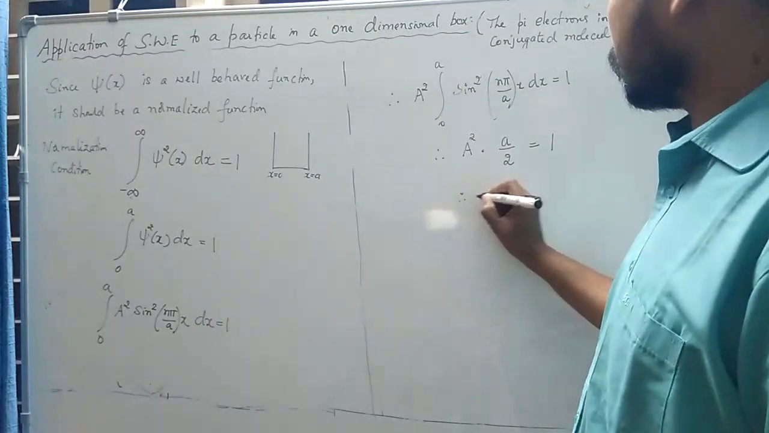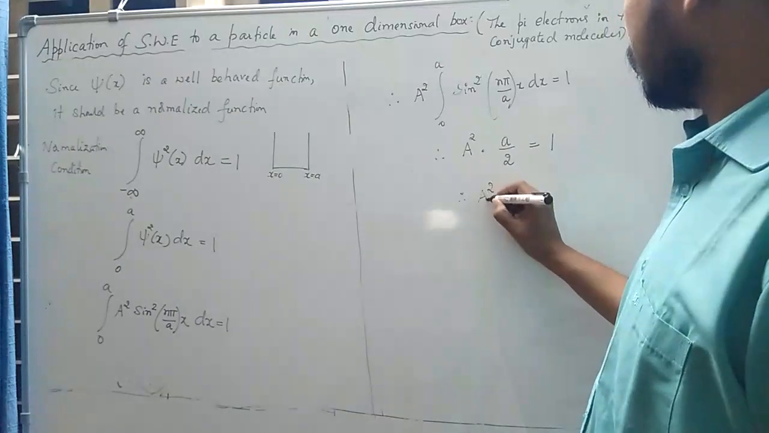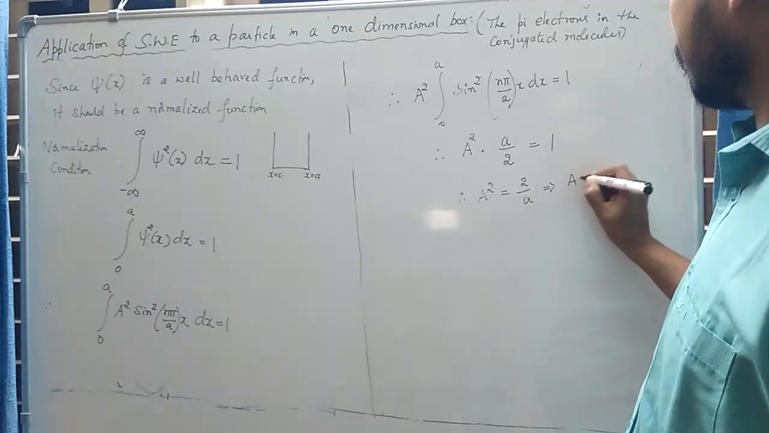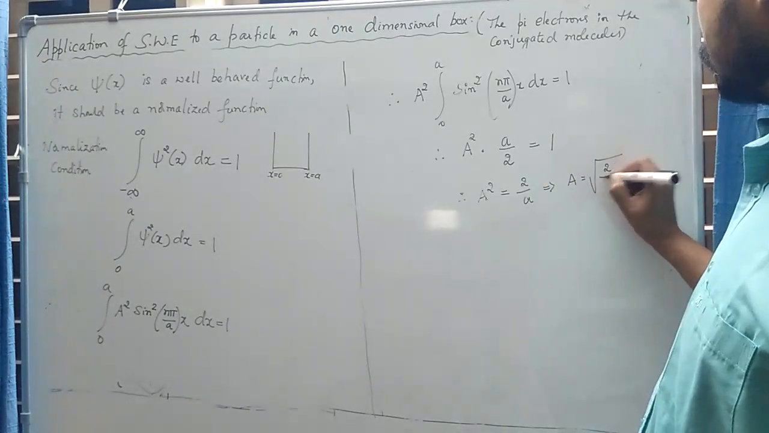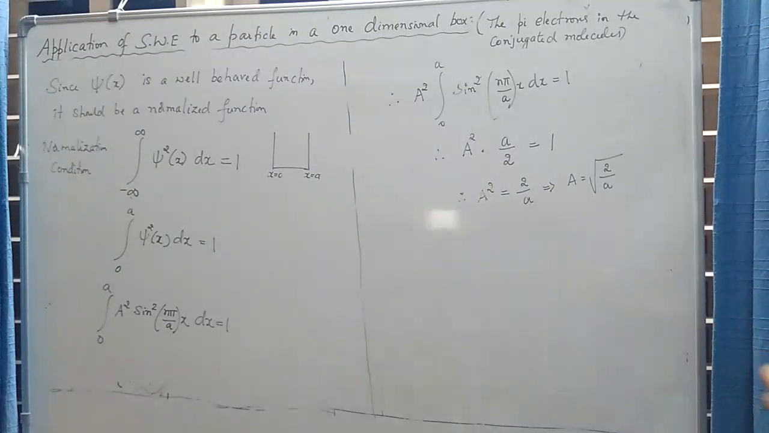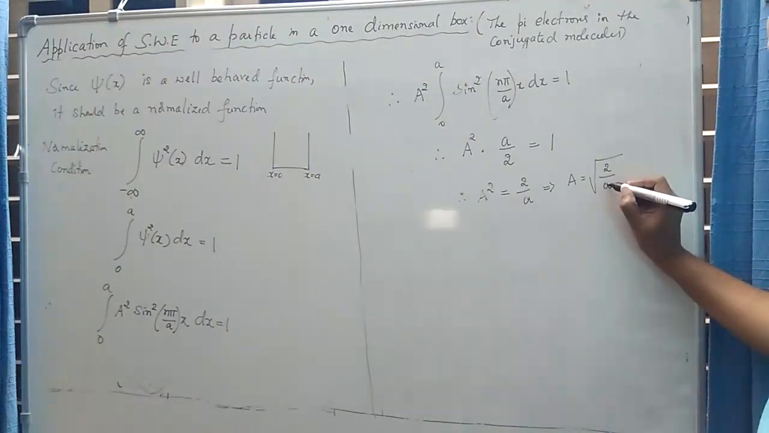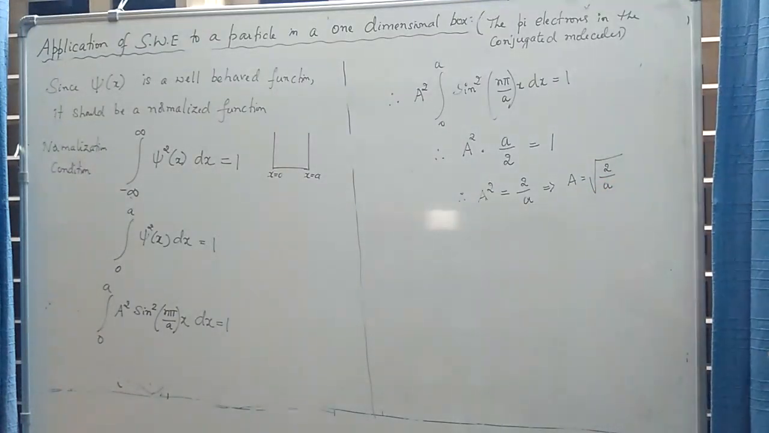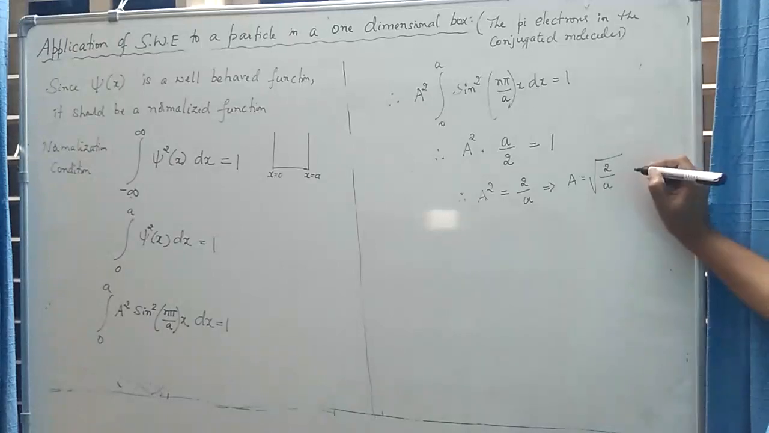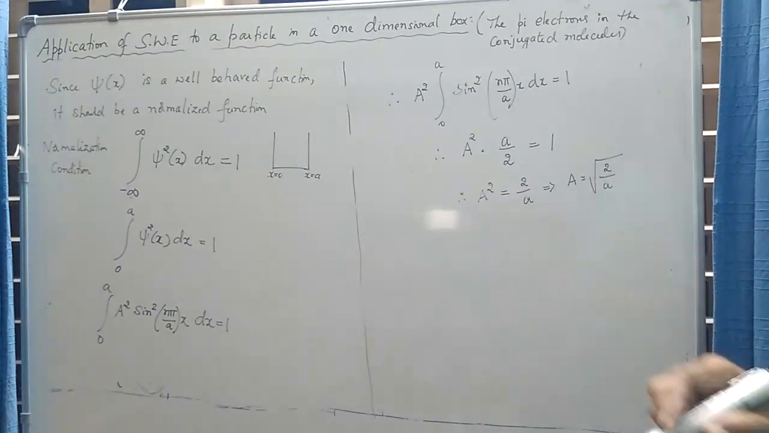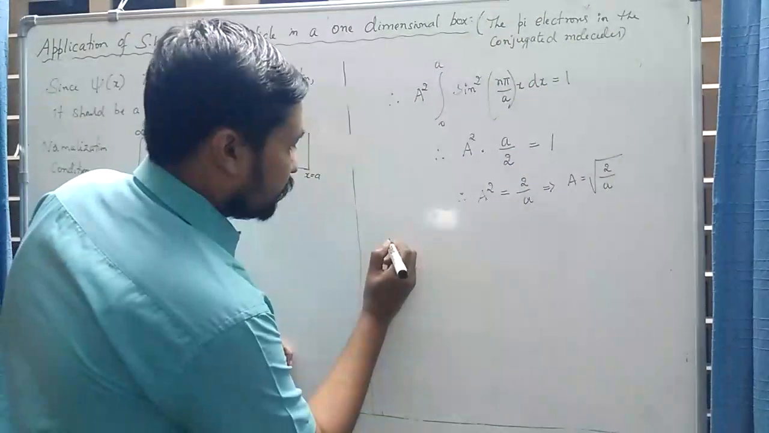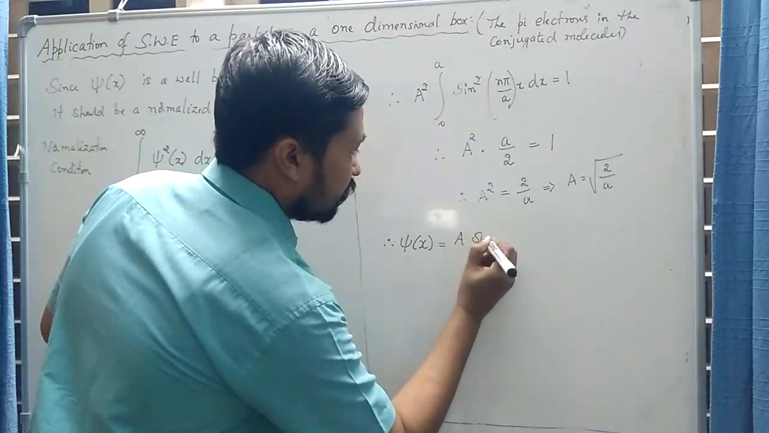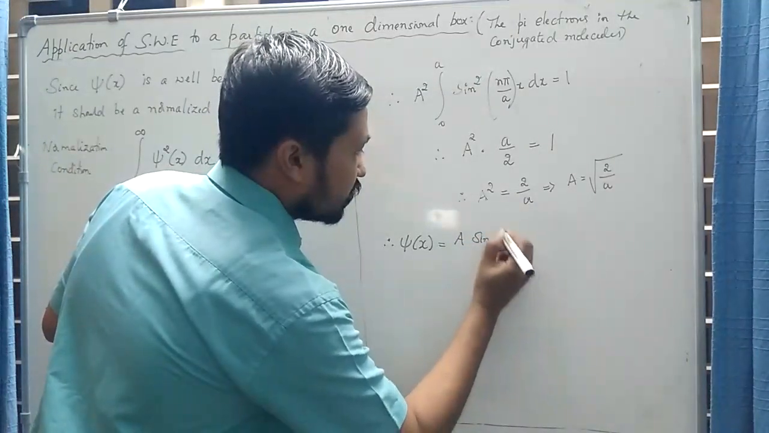So we can find that A square is equal to 2 divided by a, which implies A is equal to square root of 2 by a. We will only take the positive value. So the value of the constant capital A is square root of 2 by small a, where small a represents the length of the box. So equation 6 can therefore be written as: the wave function psi of x is A into sine of n pi by a into x.